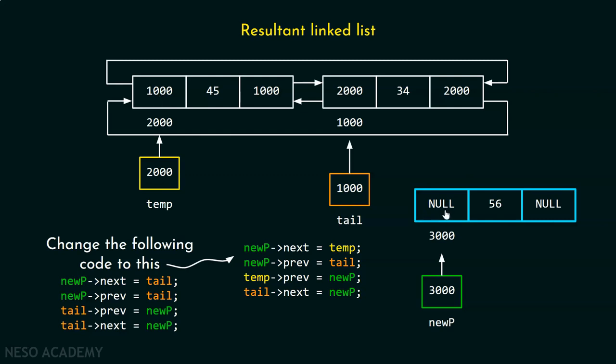And the prev part of this node must point to the last node of the list because this is a circular doubly linked list, right? After this, the prev part of this node must be updated so that it can point to this node. And the next part of the last node must be updated so that it can point to this node, right? This is all we need.